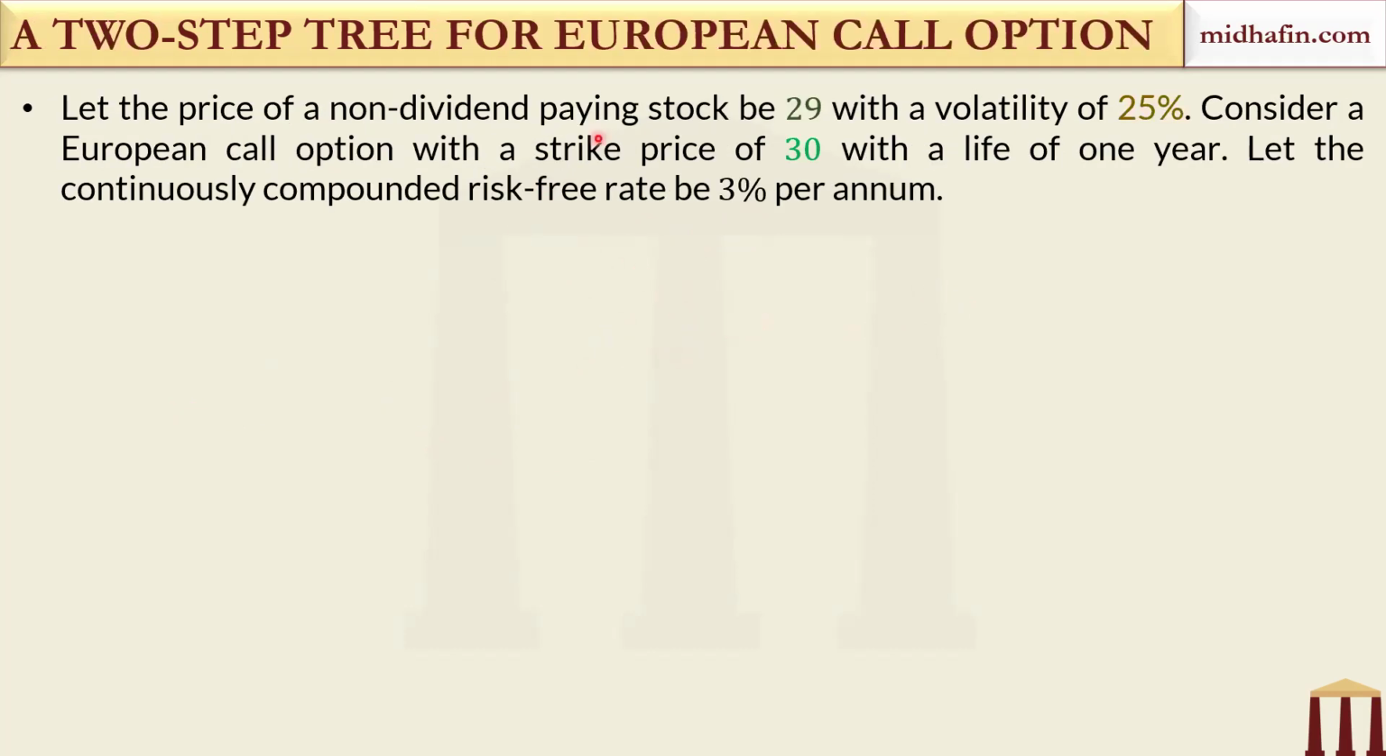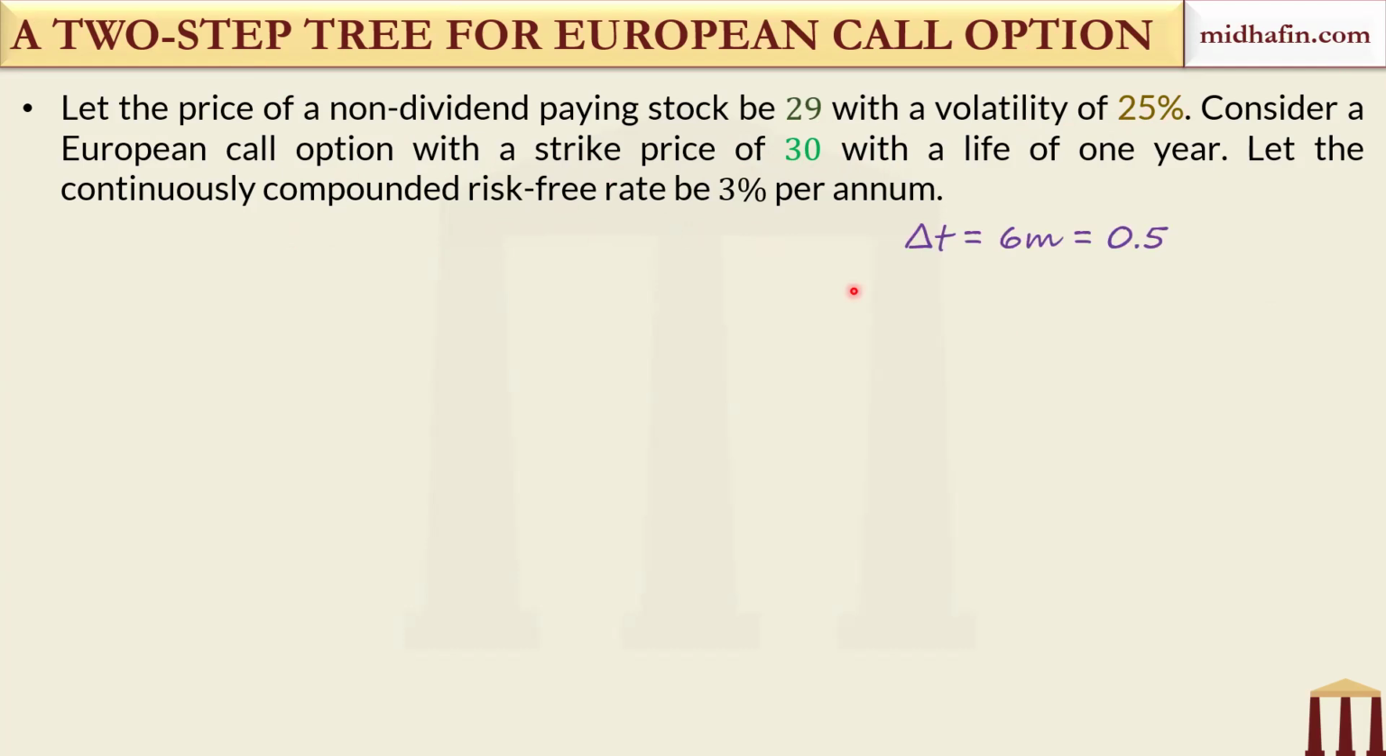So let's say the price of a non-dividend paying stock is 29. Volatility is 25%. Consider a European call option with a strike price of 30 and a life of 1 year. Let the continuously compounded risk-free rate be 3% per annum. Okay. So can you tell me what is delta T? If we are going for two steps, what is delta T in this case? 6 months, correct? Which is how many years? You have to express it in years, right? So 0.5 years. That is the idea.